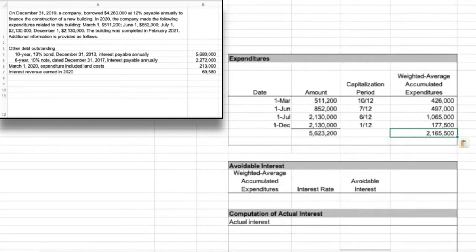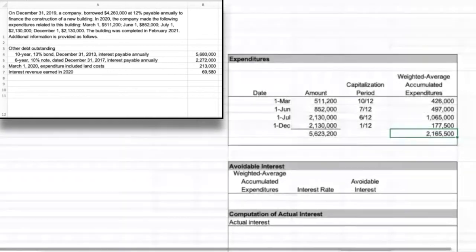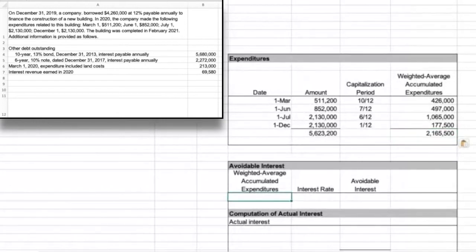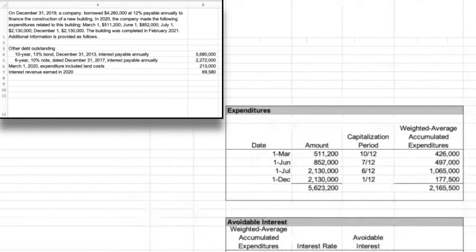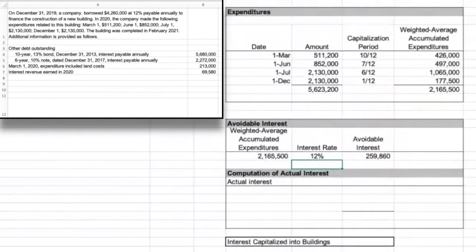If they weren't covered, let's say we only had specific debt of $2 million and the rest we're just going to use company funds, well then only the $2 million would get charged to the 12% rate, and for the other $165,000 we would use a weighted average rate of additional debt that the company is carrying during that time to come up with the avoidable interest. But in this case, it's all out of the specific debt, which is at 12%. So our weighted average accumulated expenditures are 2.1 and our interest rate is 12%. Our avoidable interest is the average expenditures times 12%, which gives us $259,860. So that is our avoidable interest.